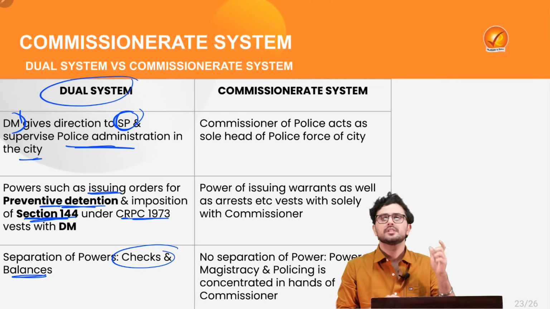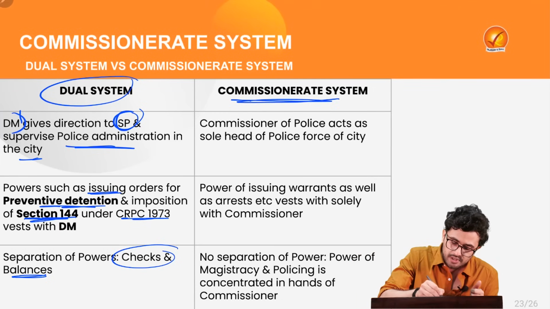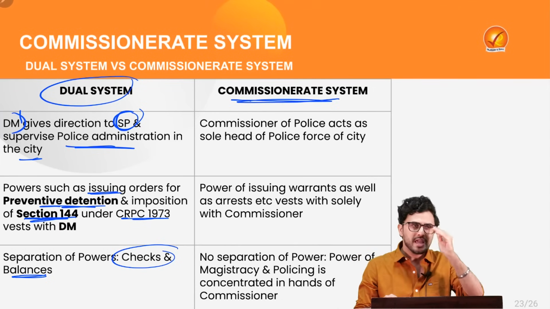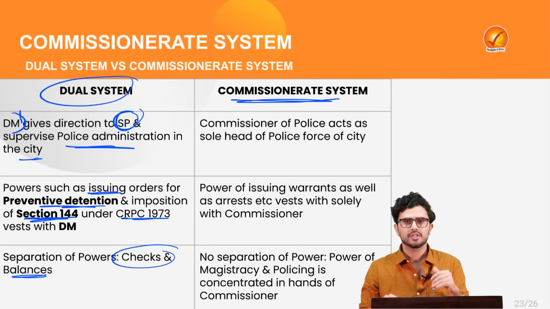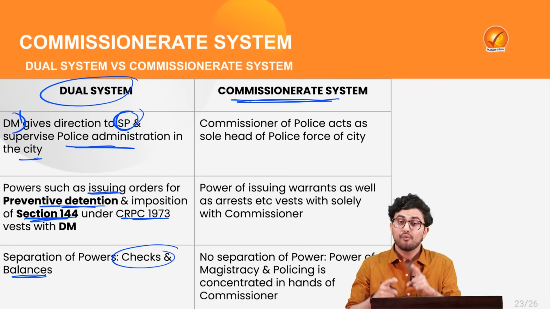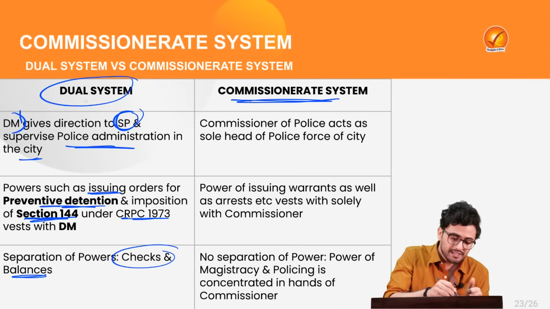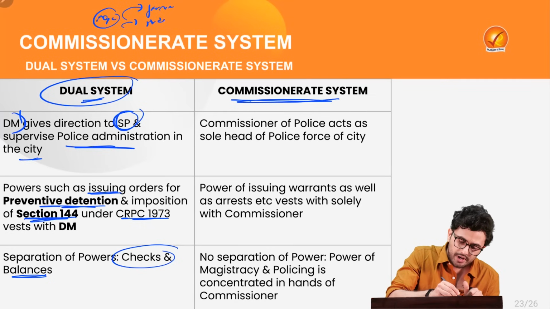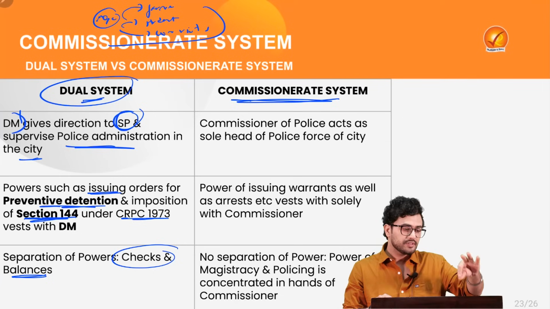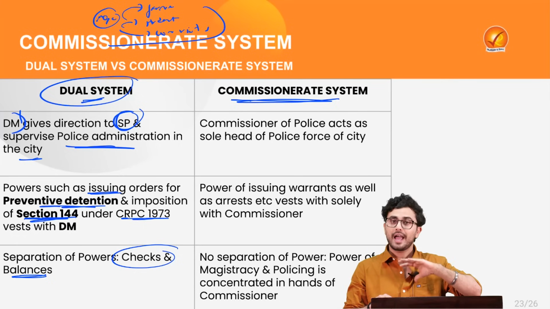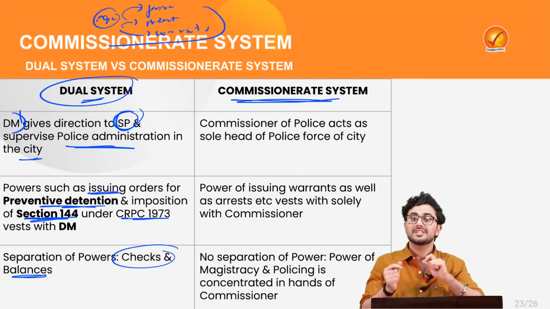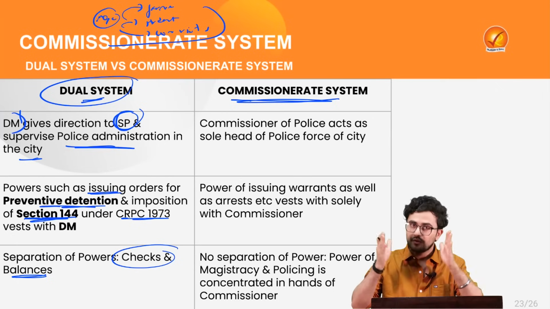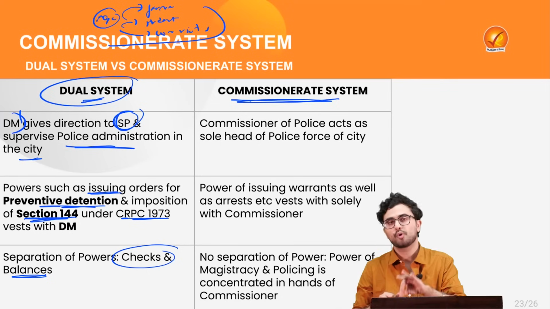One of the major reasons given to adopt the commissionerate system is that in mega urban cities with rising population, there are several challenges which cannot be dealt with effectively by this dual system. For example, in these mega cities, there can be farmers' agitation, student or labor protest, and communal riots. Because of these reasons, the dual system, which has a little latency because there are two heads, is not that effective to deal with these problems.